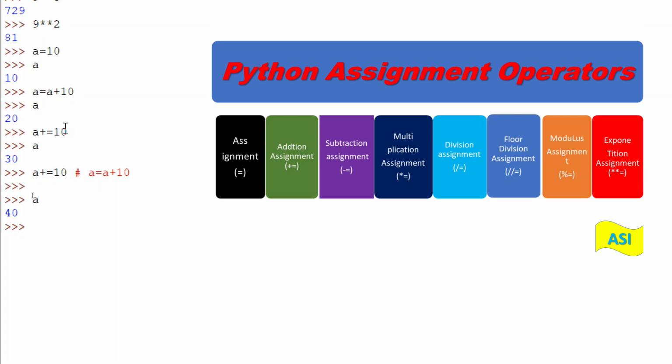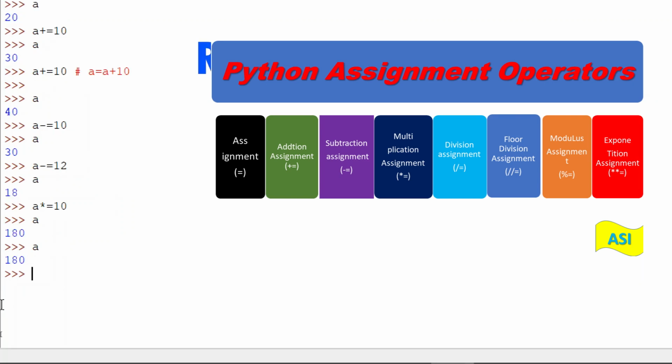Assignment operators work like this for addition, subtraction, multiplication, division, floor division, and power. Here I'm doing minus 10 and print a, now 30. Then I am doing minus 12 and print a, 18, right? So we are decrementing with the operator. The next one is multiplication by 10, where I'm incrementing the value of a. Let me explain what is next.